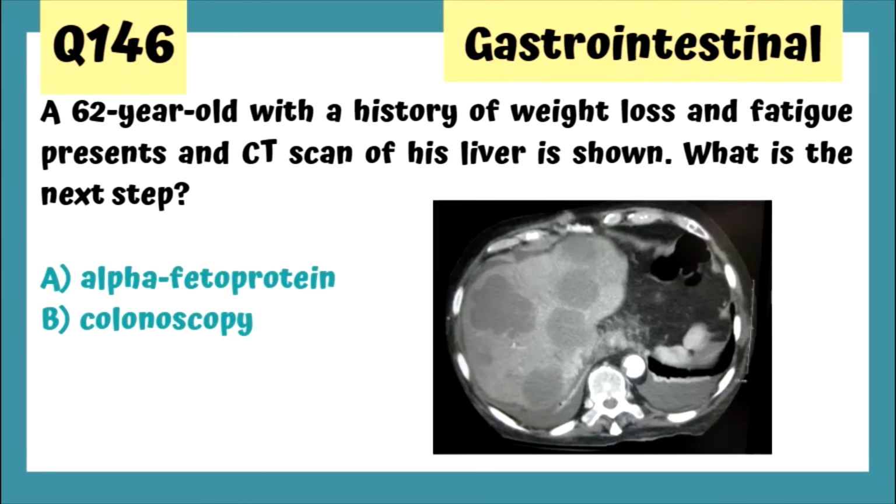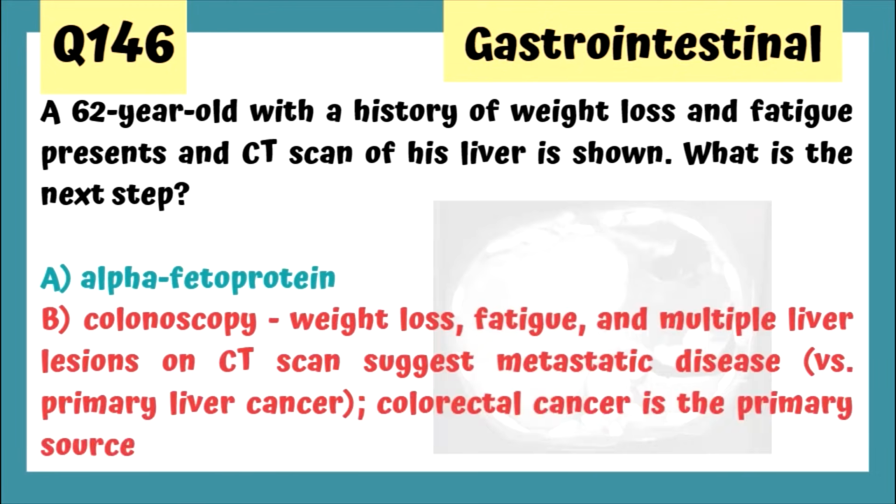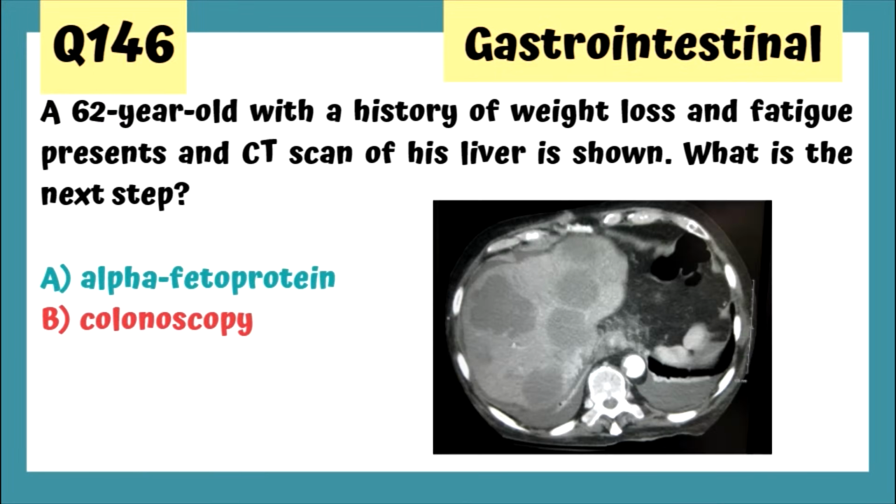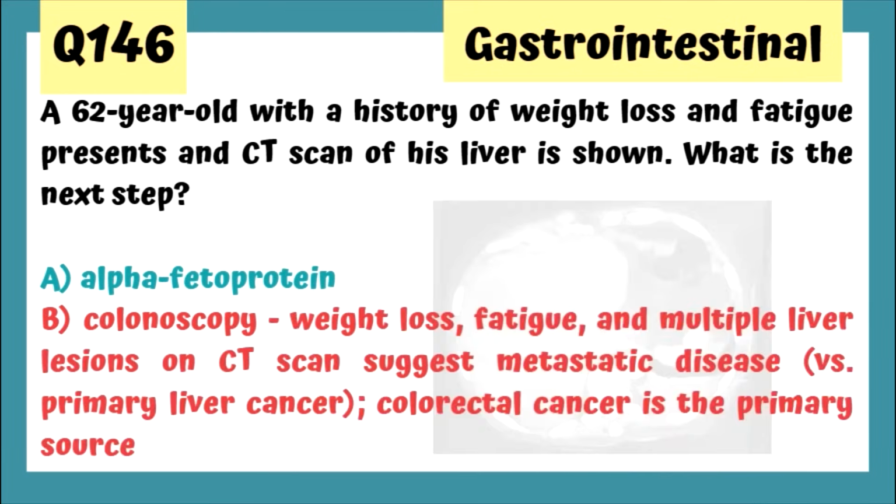Question 146. A 62-year-old with a history of weight loss and fatigue presents, and the CAT scan of his liver is shown. What's the next step over here? So we want to get a colonoscopy, because we're concerned about colorectal cancer. Here we're not dealing with a primary liver lesion or tumor, because it doesn't look like it's so scattered all over the place. This is metastatic, the most common location being the colon, because it drains right into the portal circulation which goes to the liver. That's why there's metastatic cancer of the colon to the liver.